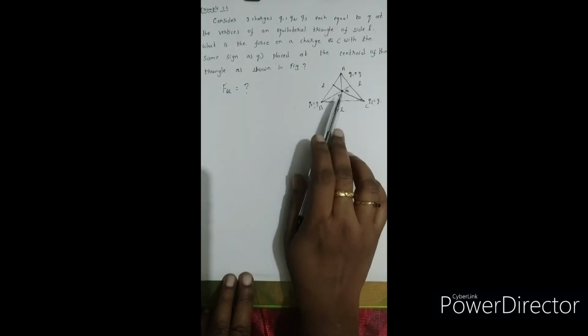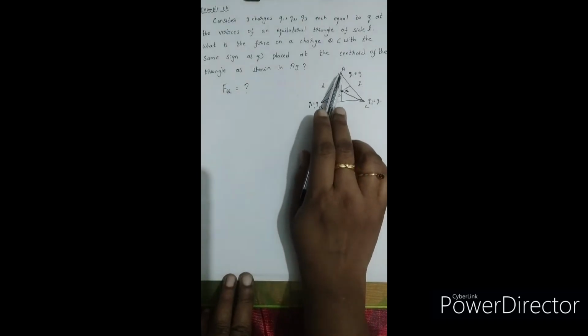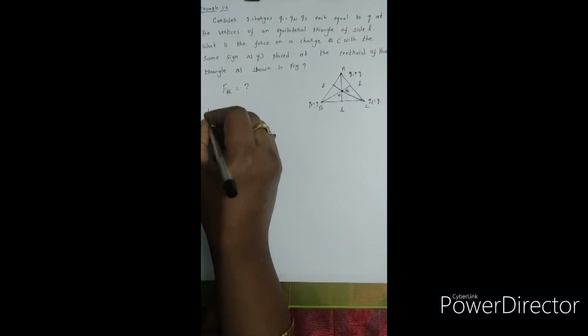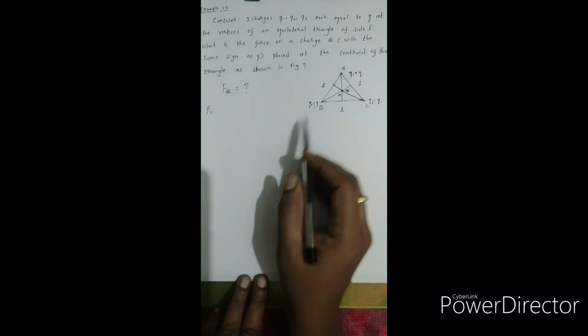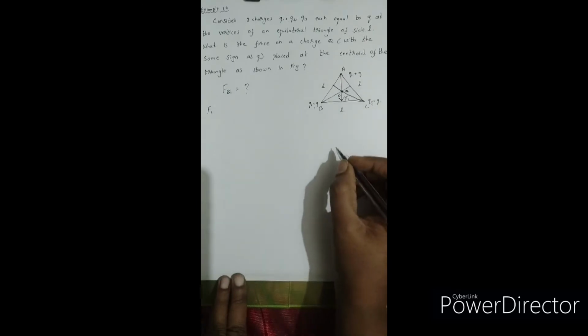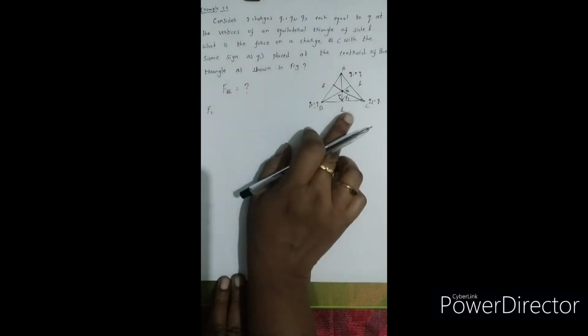So first of all, let me write the expression for the force between Q1 and capital Q, and let me represent that force as F1. So what is F1? F1 is the force between Q1 and capital Q. As they both are positive charges, you know that Q1 will be repelling the capital Q. So the force due to Q1 will be along this direction. This one will be your F1 vector.